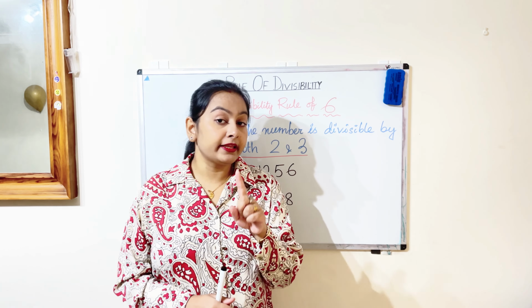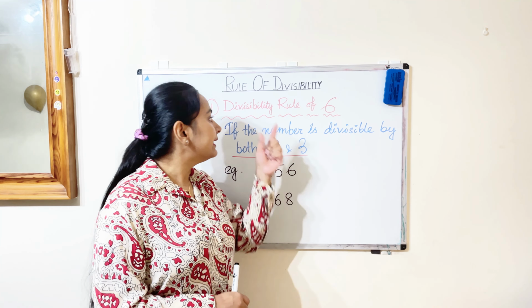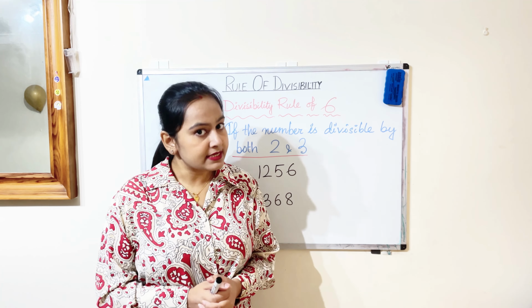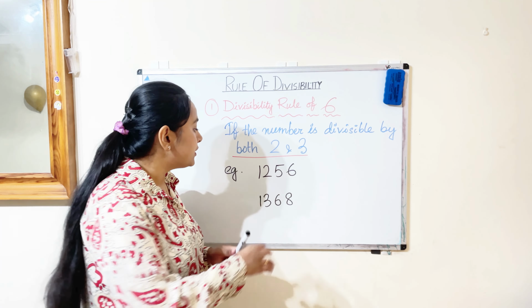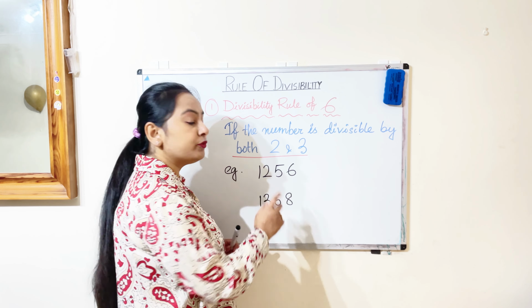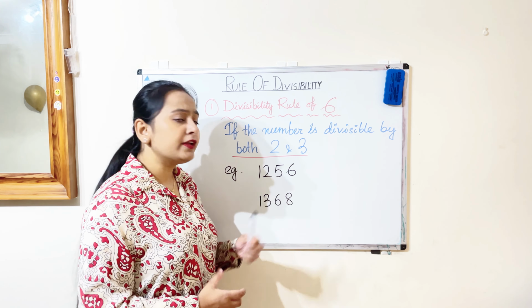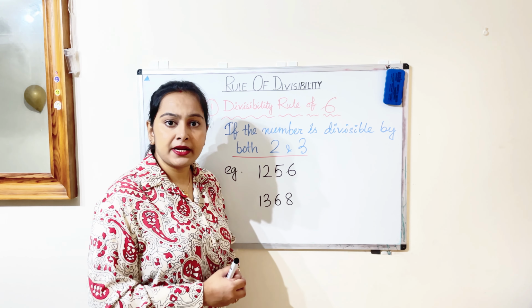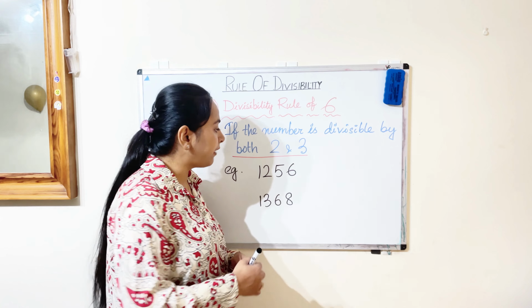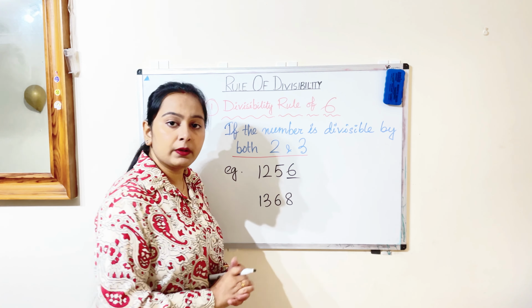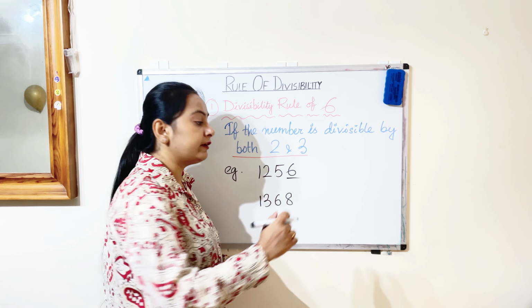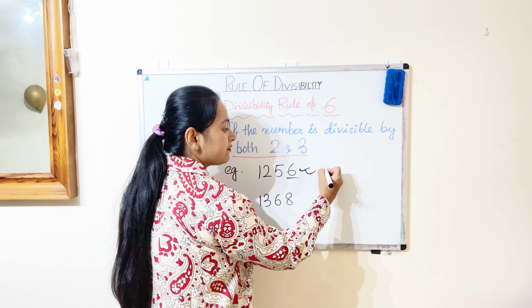If they fulfill the condition, then we can say that particular number is divisible by 6, otherwise it's not, right? So first take example 1256. Is this number divisible by 2? Yes, this number is divisible by 2. Easily we can find out. We have to give focus on the unit place. There is 6, so that number should be divisible by 2. This one is divisible by 2.